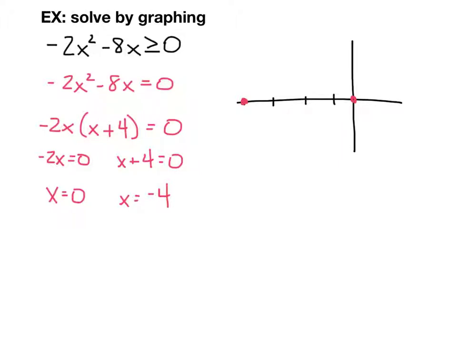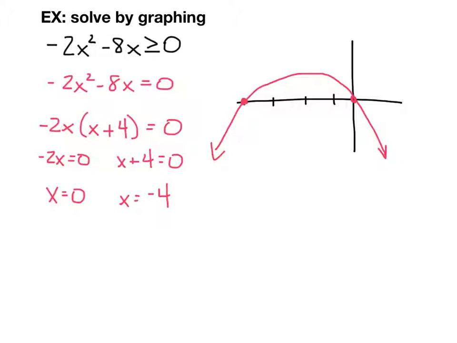Which way does this graph open? Down. It opens down. Why do you know it opens down? Because it's negative. So the vertex is going to be above these 2 points. So I can draw it like this. Sure, that might not be exactly what that graph looks like, but I know that the vertex is somewhere above those 2 points and it opens down, so we're okay.